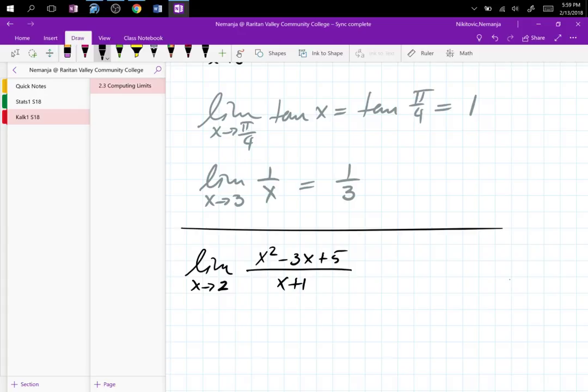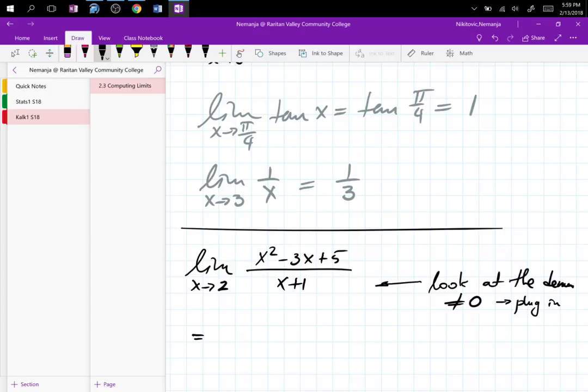Well, you look at the denominator, right? You look at the denominator. And it's different than 0. So we're good, we're okay. We can just plug in.